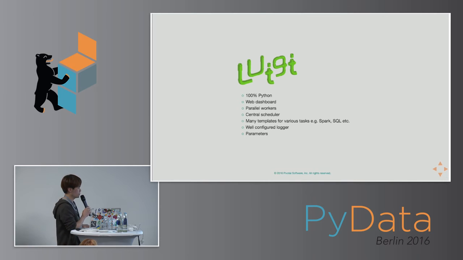As an earlier presentation already said, Luigi is developed by Spotify. It's 100% Python code. It comes with a web dashboard. You have parallel workers, you have a central scheduler, and the cool thing is that you have parameters, so you can pass parameters in each task, which is quite handy.